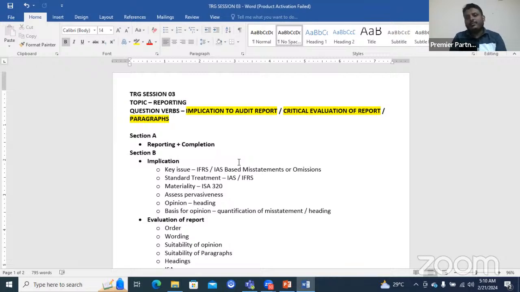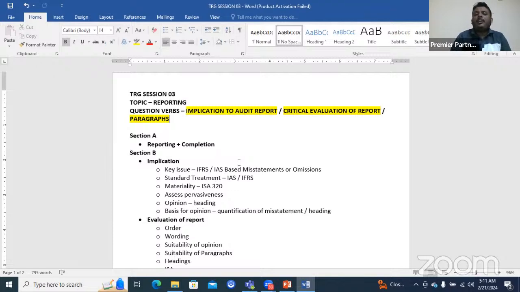Key audit matter paragraph: there is a technical article related to key audit matter. Please read that, very important. Another is the emphasis of matter paragraph, which is also very important. And another, not a paragraph, but other information. Other information, emphasis of matter paragraph, key audit matter paragraph: these three are very, very important. So you should prepare for these three verbs.